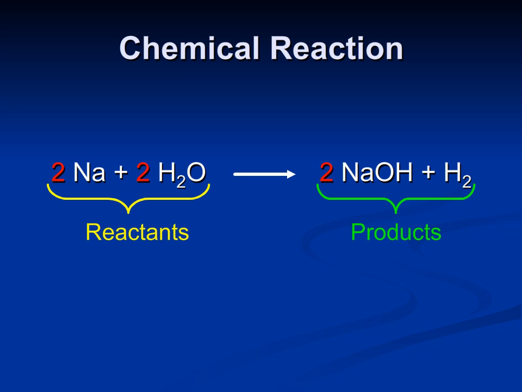2 sodium atoms and 2 water molecules are needed to produce 2 sodium hydroxide compounds and 1 hydrogen molecule. We have 2 sodium atoms on the reactant side and product side. We also have 4 hydrogens and 2 oxygens. Balanced.